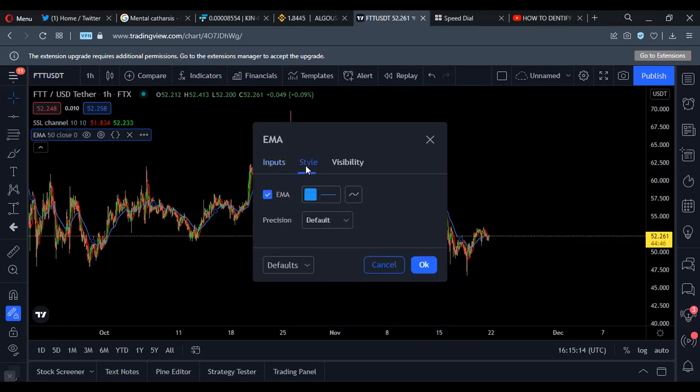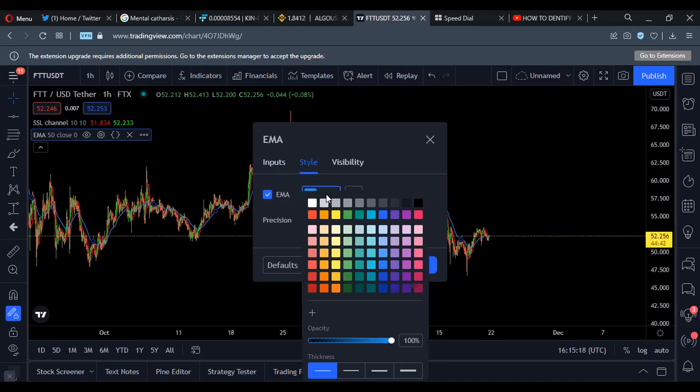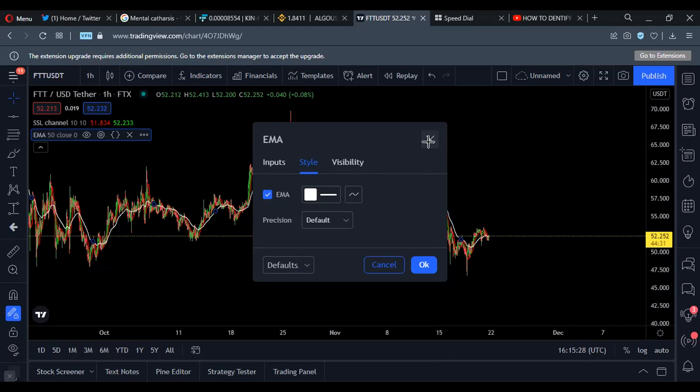For the style, you could decide to leave it this way, or choose any color of your choice. Let me change it to white. That's the EMA. Let me change the EMA to white. Okay, so that's that for that.